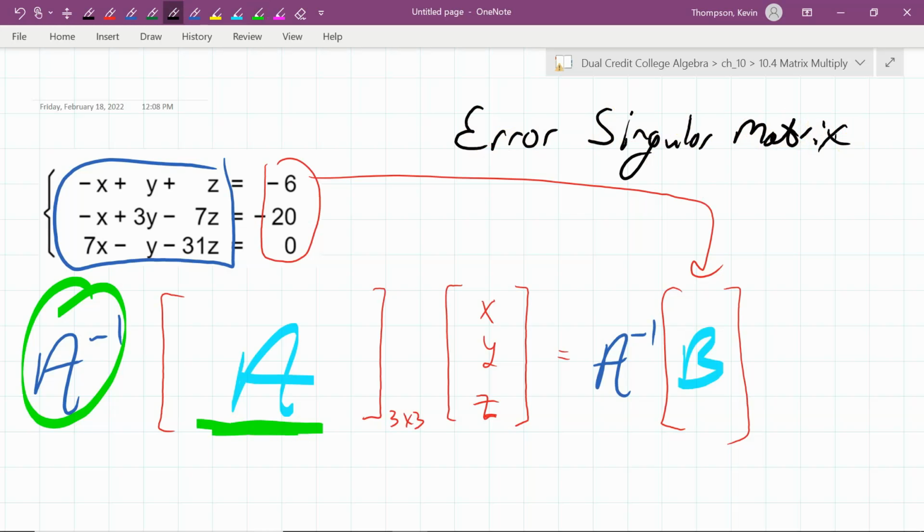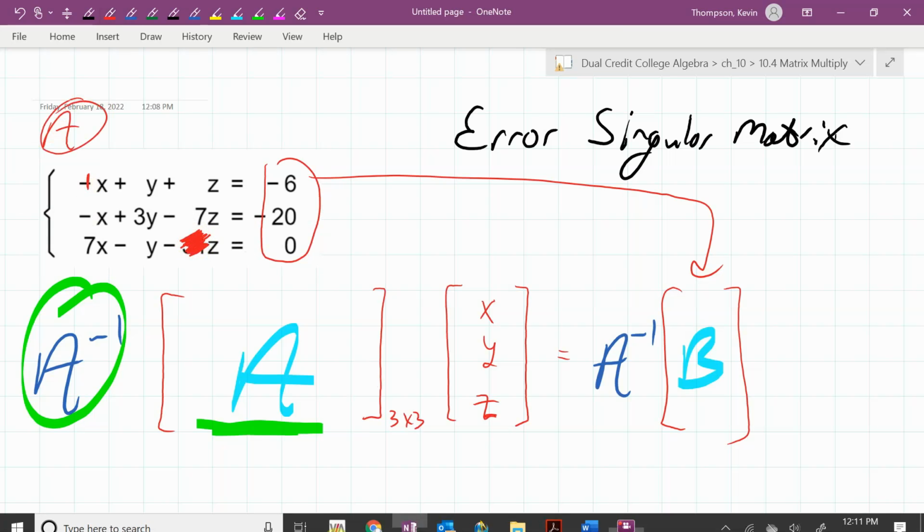Okay, so I'm going to change it here. So what if we change, I'm going to change a couple of values here. So open up your matrix A, we're just going to edit it. So I'm going to make this a plus. I'm going to take away that 31. Does that fix it? I thought that fixed it.